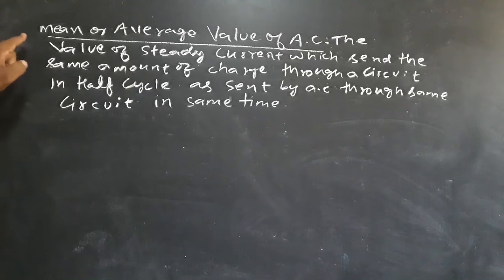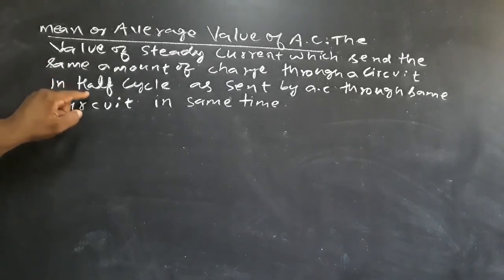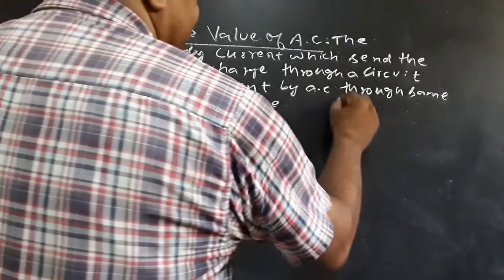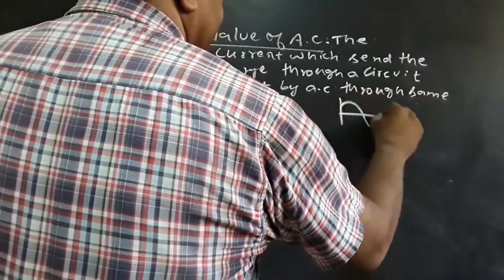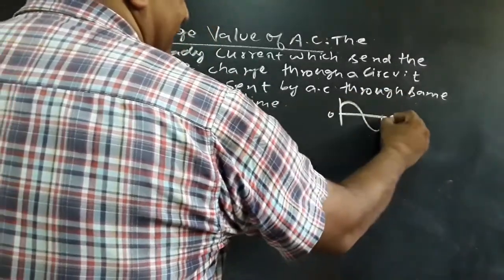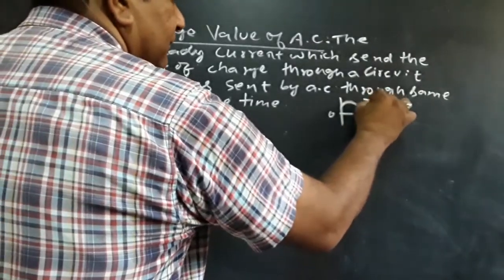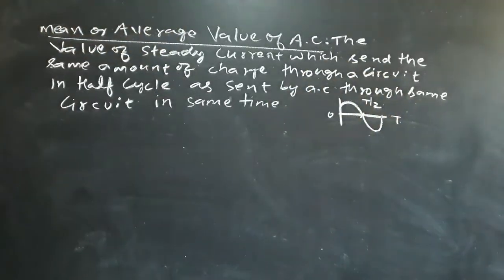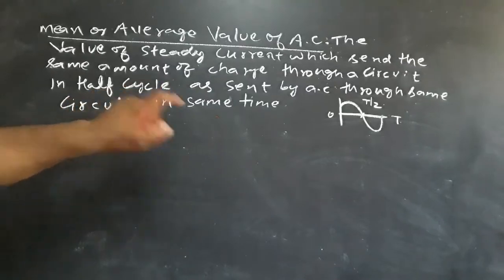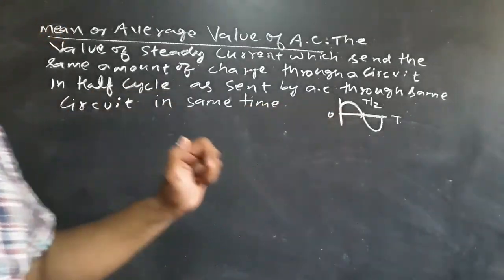Next topic is mean or average value of AC. The value of the steady current which sends the same amount of charge through a circuit in half cycle as sent by AC through the same circuit in the same time. Half cycle means this is the complete cycle. For the complete cycle time is T and for the half cycle time is T by 2. For the half cycle, time taken is T by 2.